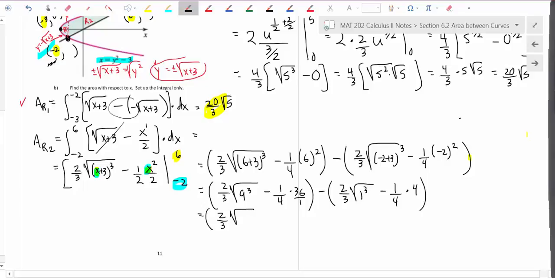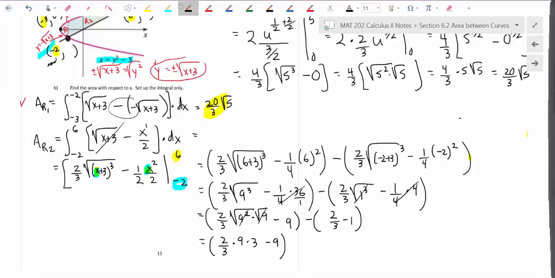Now you can break this up as 9 to the second times square root of 9, if you want to. And then this is going to be 9 there. The square root of 1 is 1, so that's minus 2/3. The 4's cross out, so that's minus 1. So it looks like we have 2/3. Square root of 9 squared is 9. Square root of 9 is 3. Minus 9. Let's just distribute the negative through the parenthesis to get minus 2/3 plus 1.